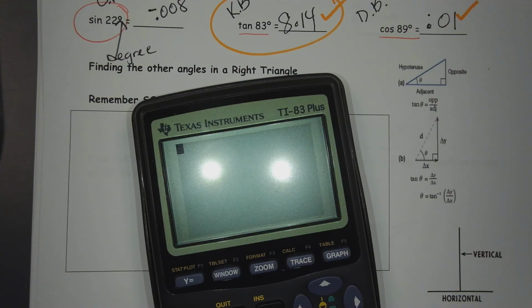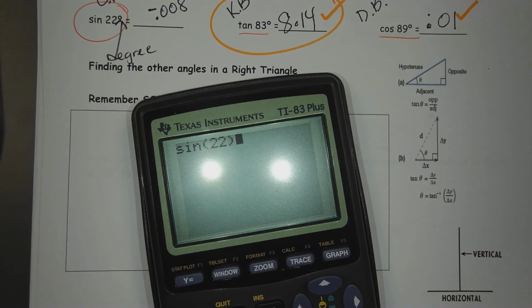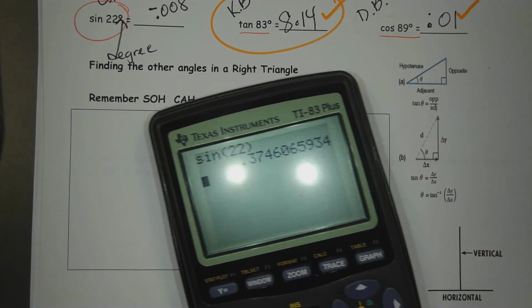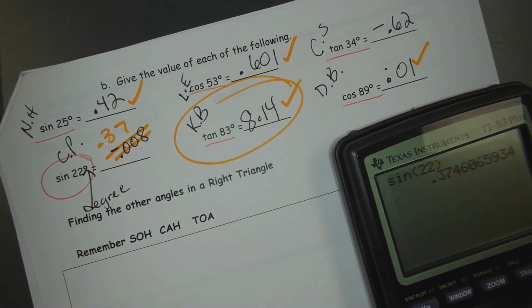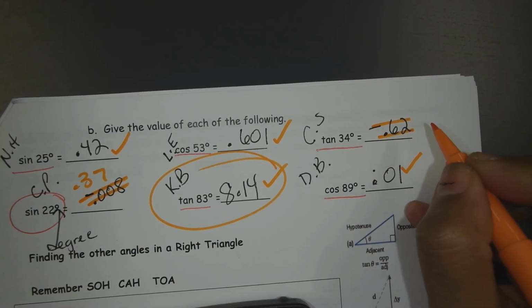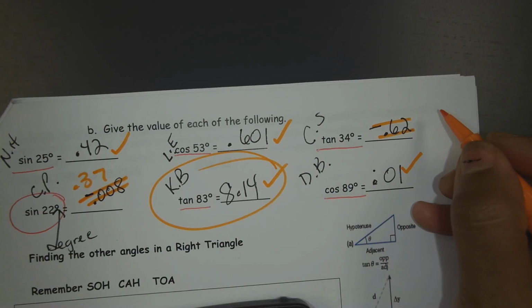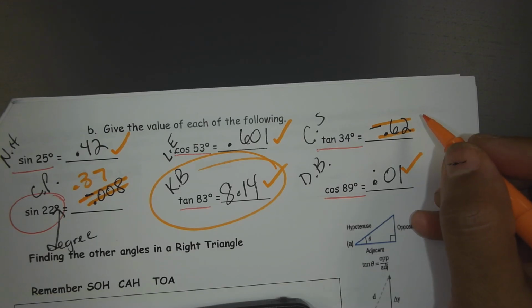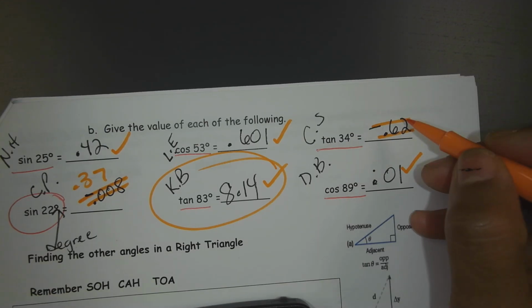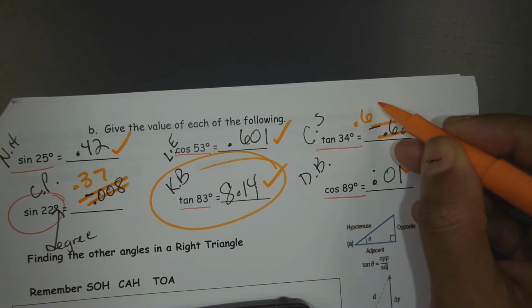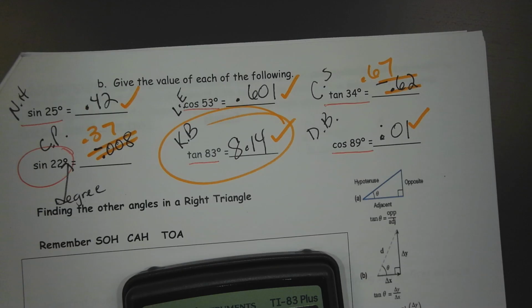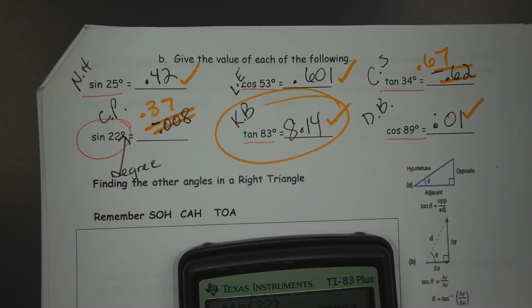I'm going to clear it. I'm going to come back to sine 22, close parentheses. There goes my right answer, right? 0.37. Scratch that out, 0.37. Chris, do you want to give me a new answer? I'm sorry, was this Caleb? Oh, sorry, Caleb, I just saw the C. What's the answer here? 0.67 is the correct one. Yep, 0.67 is the correct answer.